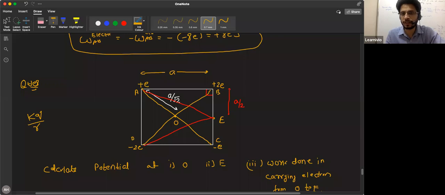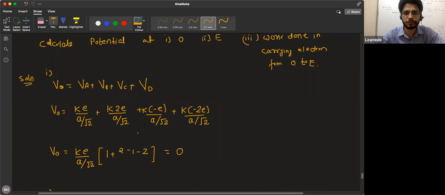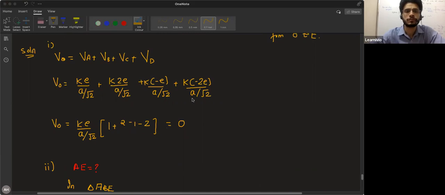Next, you need potential at E. That will be the sum of potential due to each of the individual charges: potential due to charge at A, potential due to charge at B, potential due to charge at C, plus potential due to charge at D. Complete this calculation, get the value of V. First write the first part of the question, then do this calculation. What do we have to calculate? Potential at E.